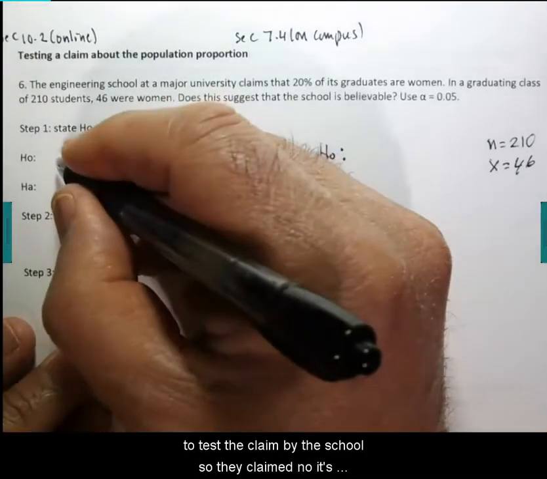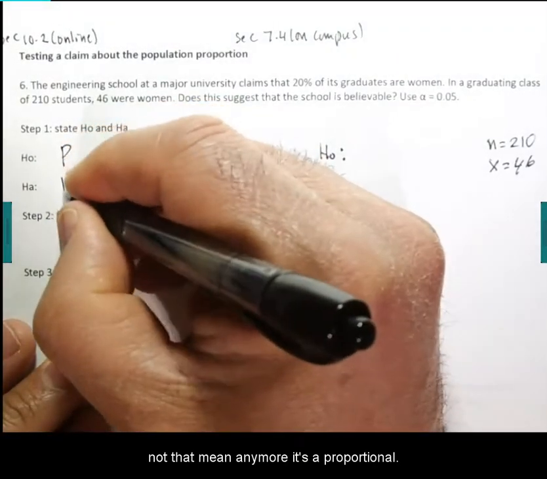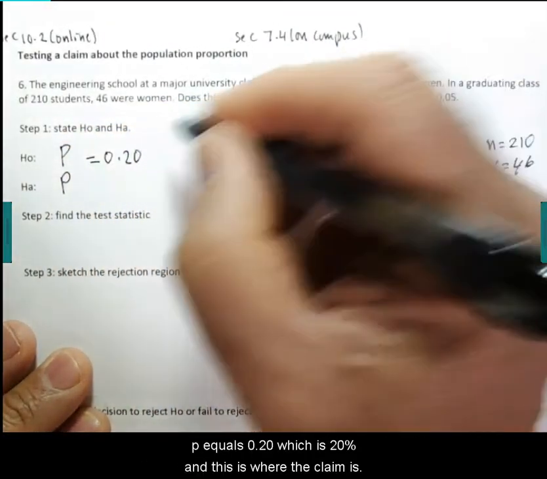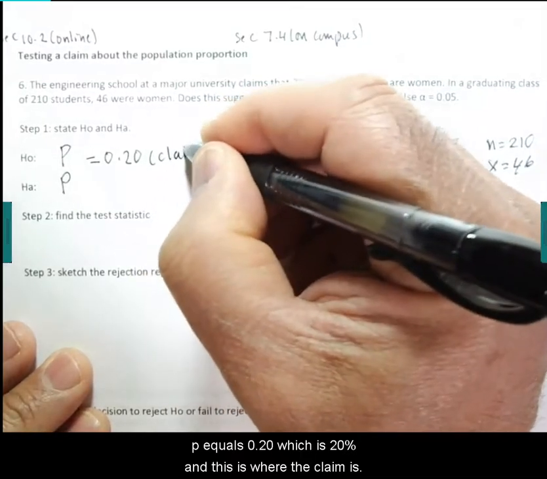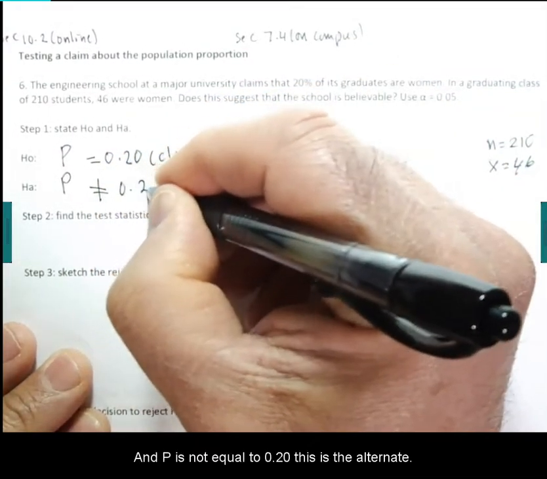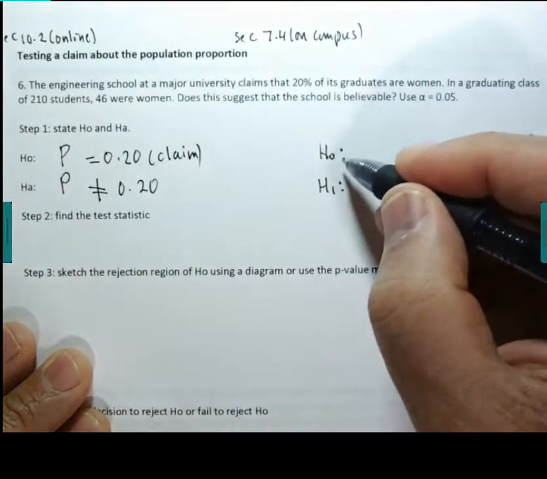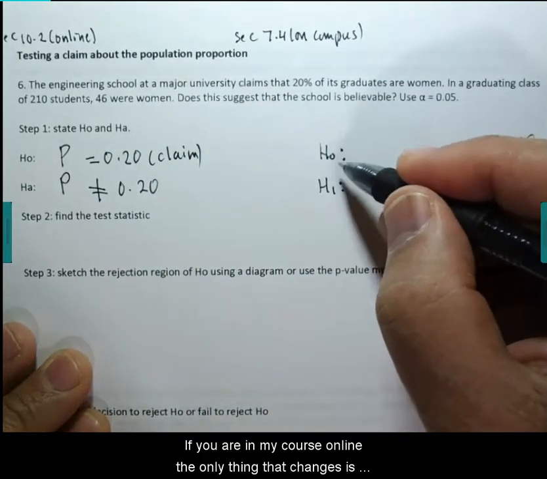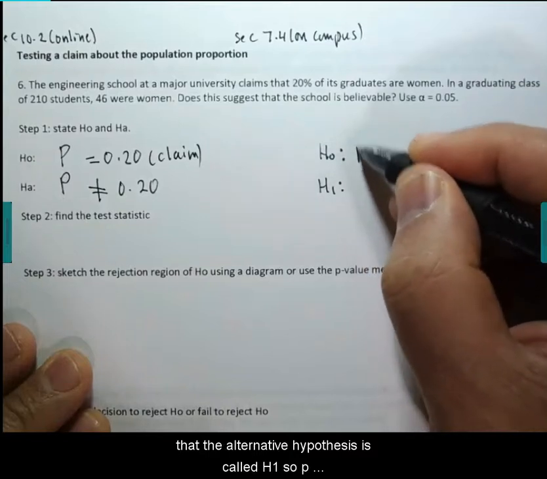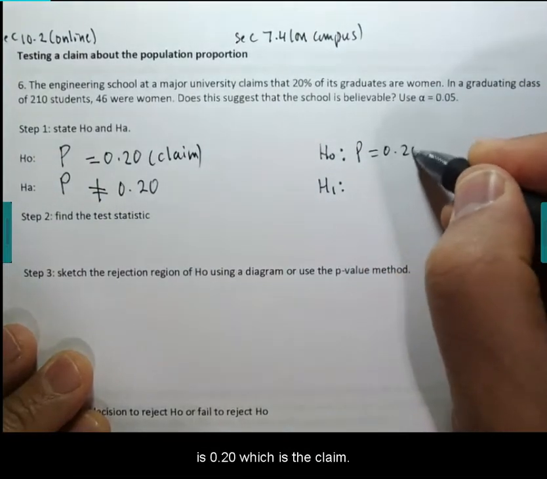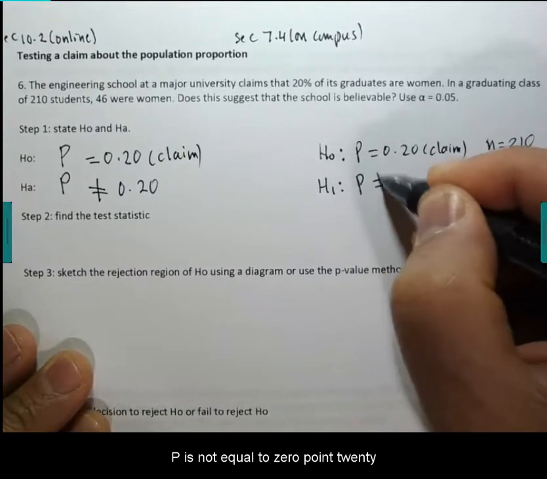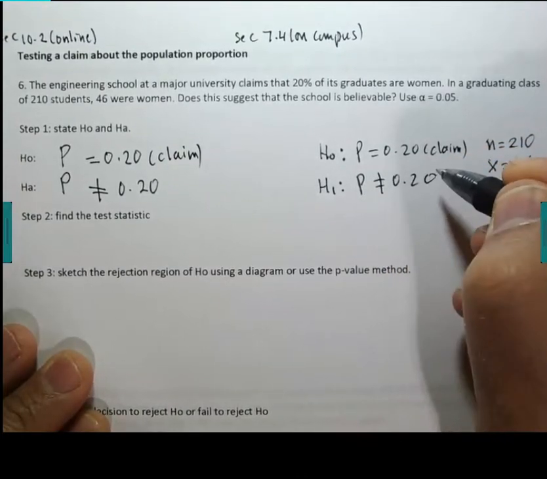So the claim, no, it's not a mean anymore, it's a proportion now. P equals 0.20, which is 20%, and this is where the claim is. And P is not equal to 0.20. This is the alternative. If you are students in my course online, the only thing that changes is HA is called H1. So P is 0.20, which is the claim, and P is not equal to 0.20.